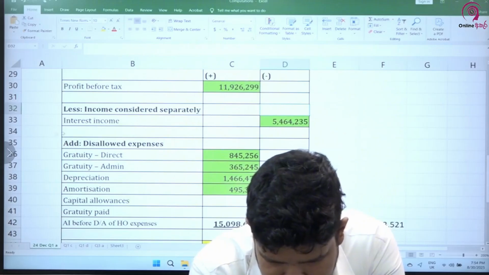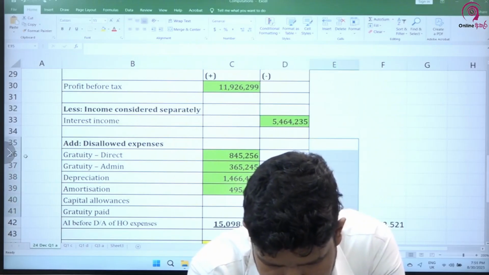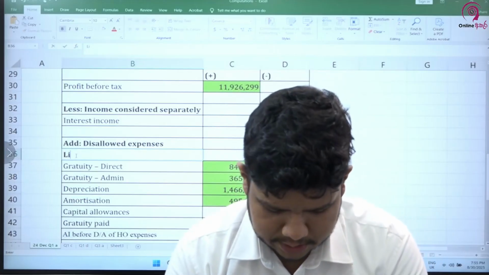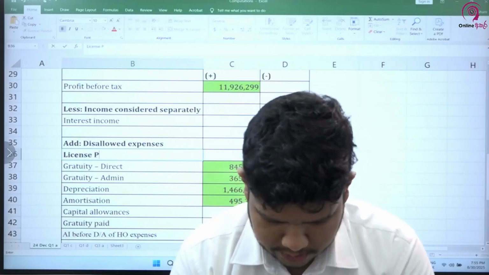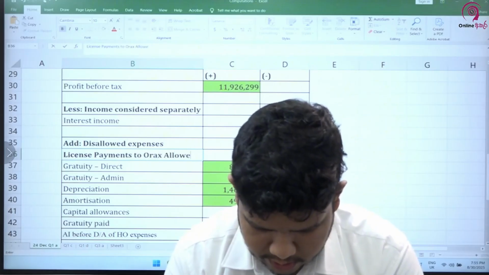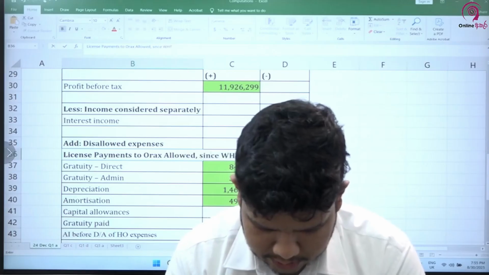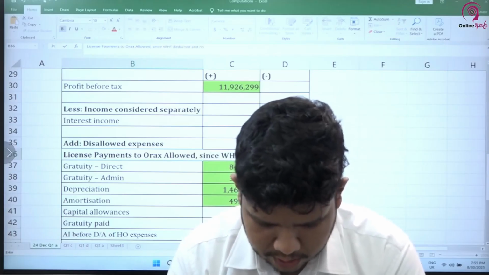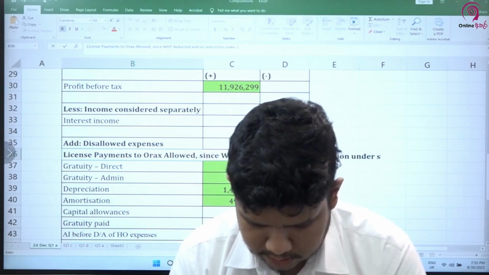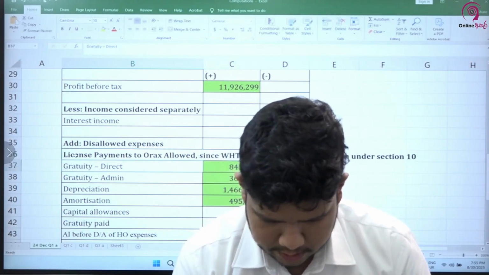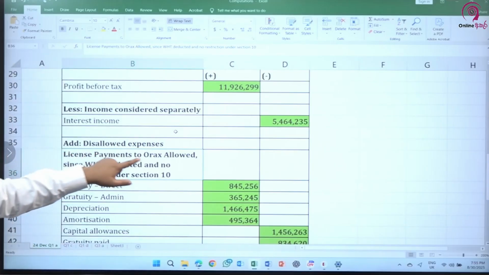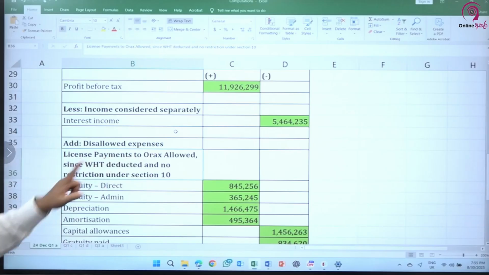Here you can mention as a note, something like: license payment to RX allowed since WHT deducted and no restriction under section 10, right? You better write everything here. License payment to RX allowed since WHT deducted and no restriction under section 10.